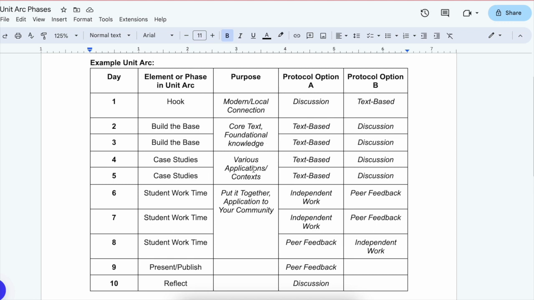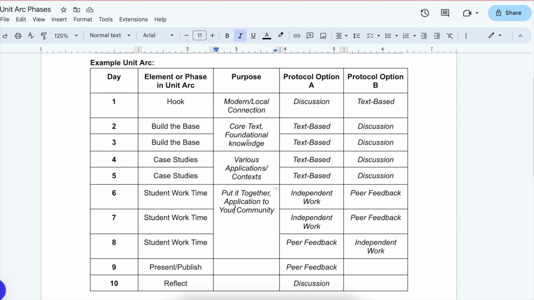And so the case study is going to be all of those various applications, all of those contexts. So where does that question apply? So all of the decisions that the government made, all of the decisions that the court made, or as many as you can fit in that relate to that question, right? And then the student work time is ultimately that you're going to put it together. They're going to synthesize all that they learned from all of the historical things and the core text, and they're going to apply it to a local or modern issue. So again, we have that modern local connection coming back here.